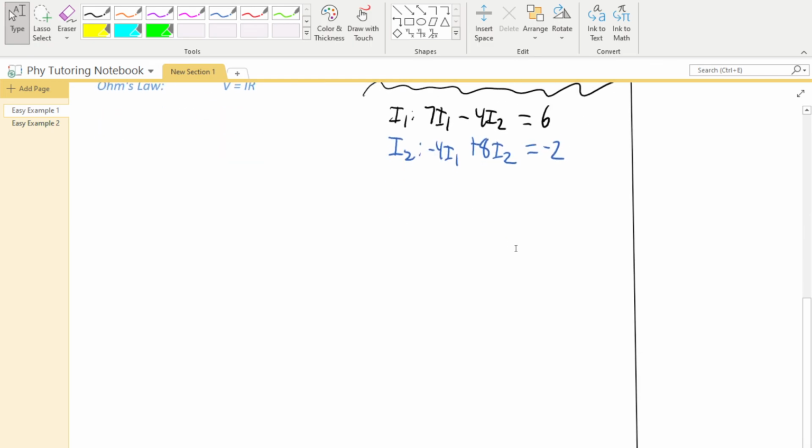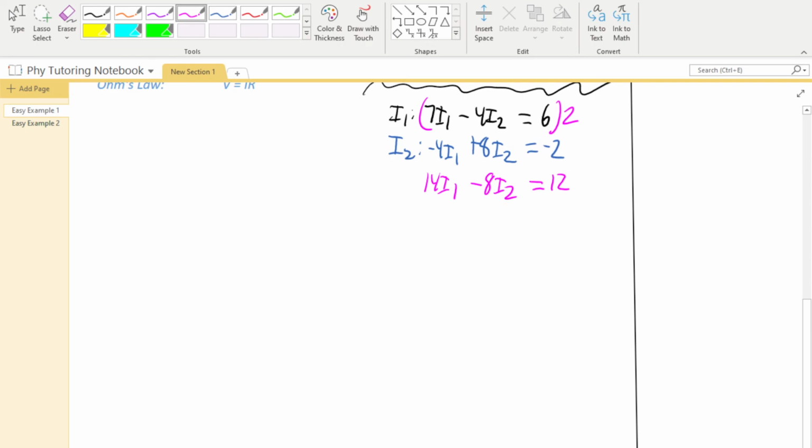Now let's do some math, right? So here we can simply use elimination, right? I can multiply this by 2. And this is going to become 14I1 minus 8I2 is equal to 12. Now I can just combine my equations and I get 10I1. The I2s are going to disappear. And this is going to be equal to 10. Right, so then I know that I1 is going to be equal to 1 amp.